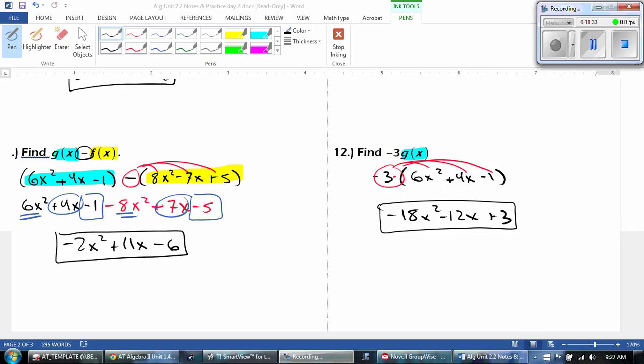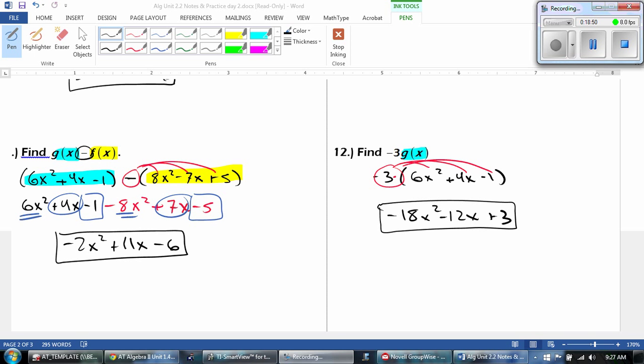Okay, just remember to watch your signs. It's a negative, so negative times a positive is a negative, and a negative times a negative is a positive. Woo! Say that 5 times fast. So, your final answer, negative 18x squared minus 12x plus 3.